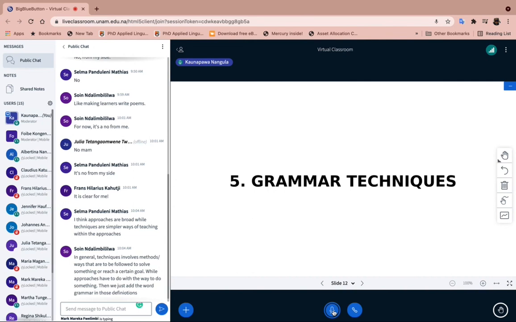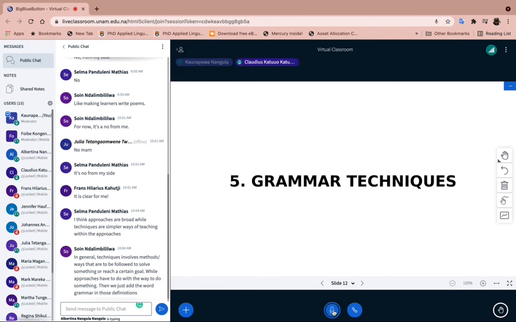Okay, so first, Claudius, we are going to look at Selma's answer, and Claudius goes, and then we look at Soin's answer, right? So everybody has an equal opportunity. So Selma says that she thinks that approaches are broader while techniques are simpler ways of teaching within an approach. Awesome answer. Thank you very much.